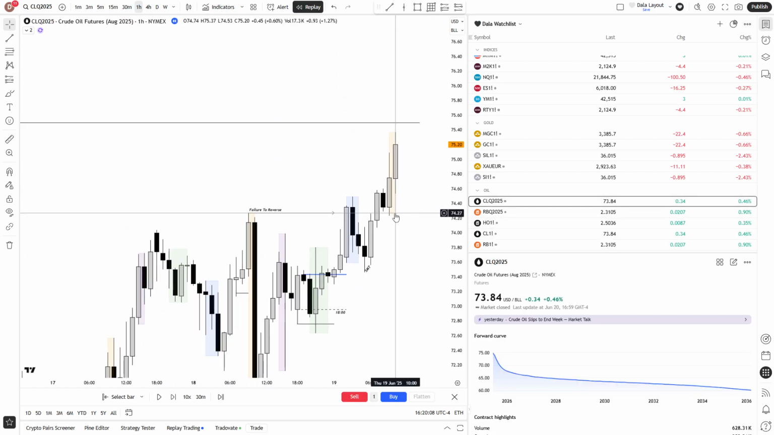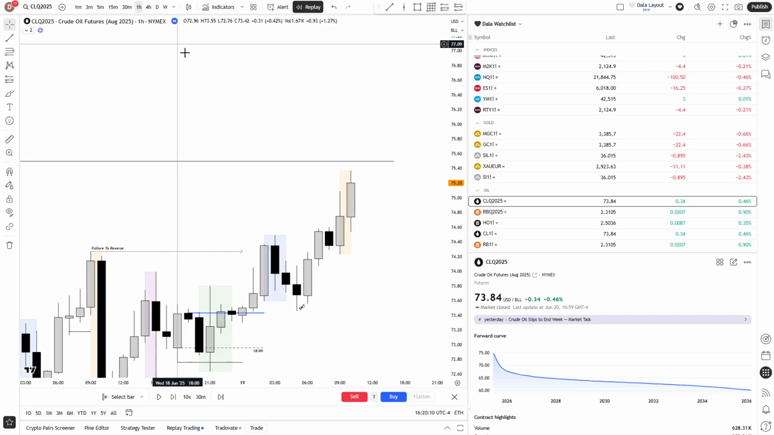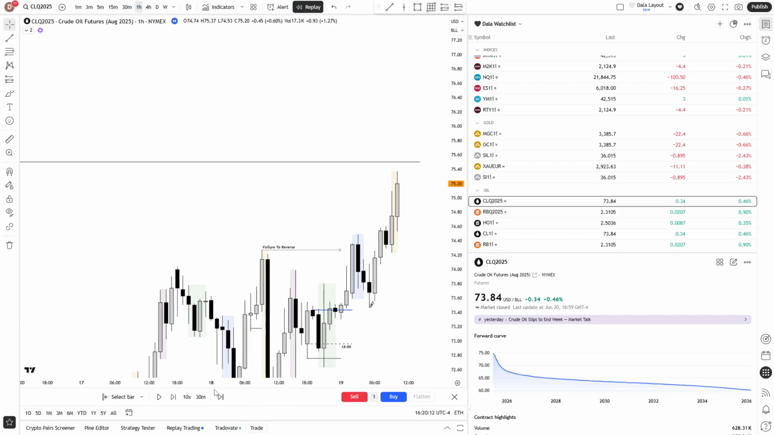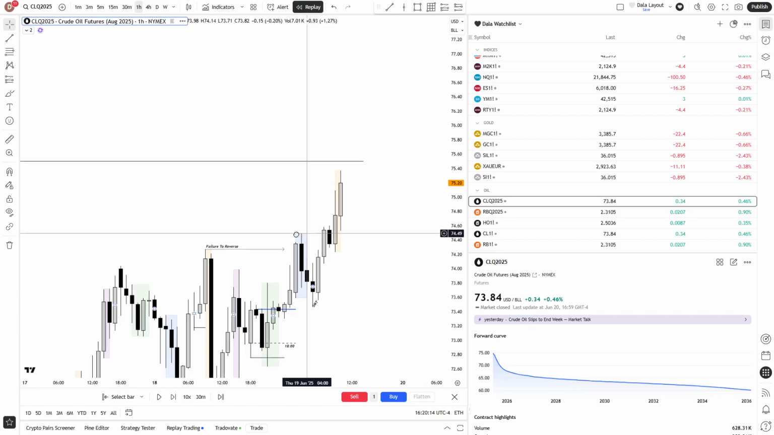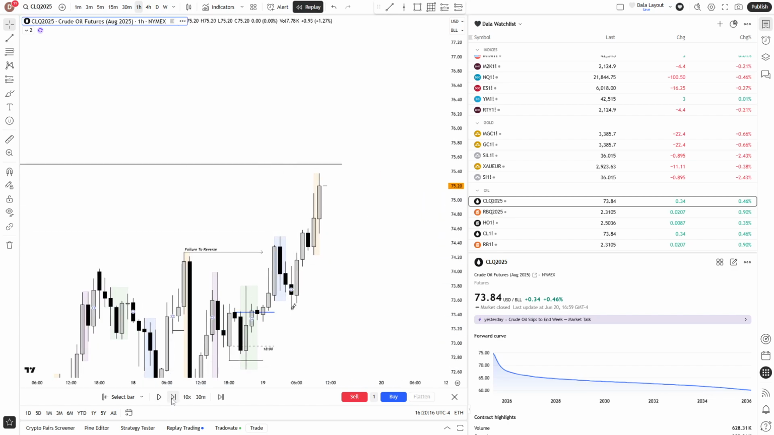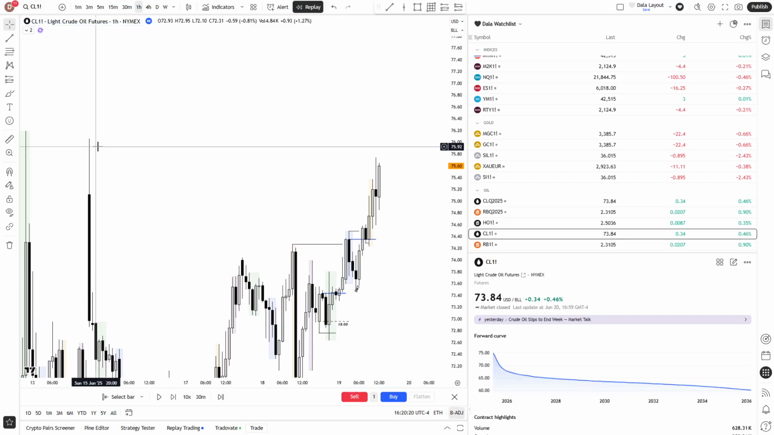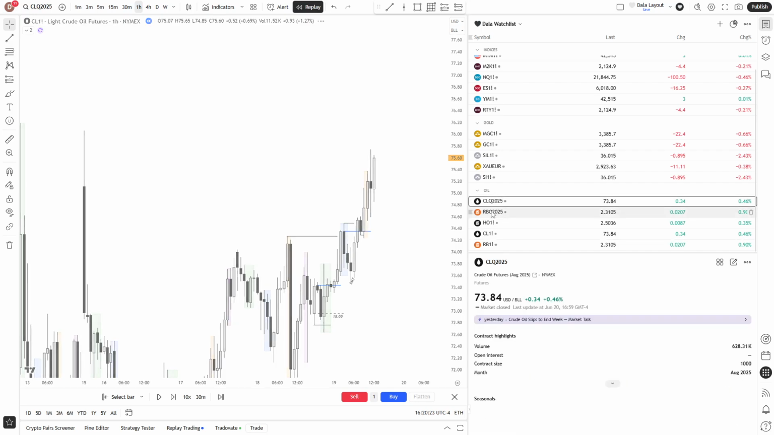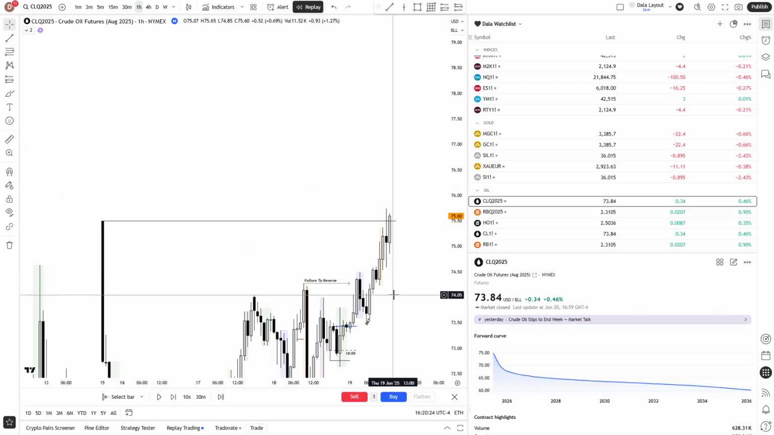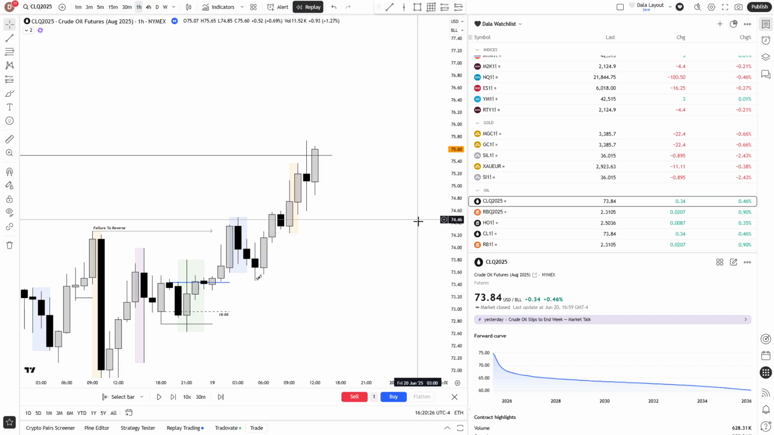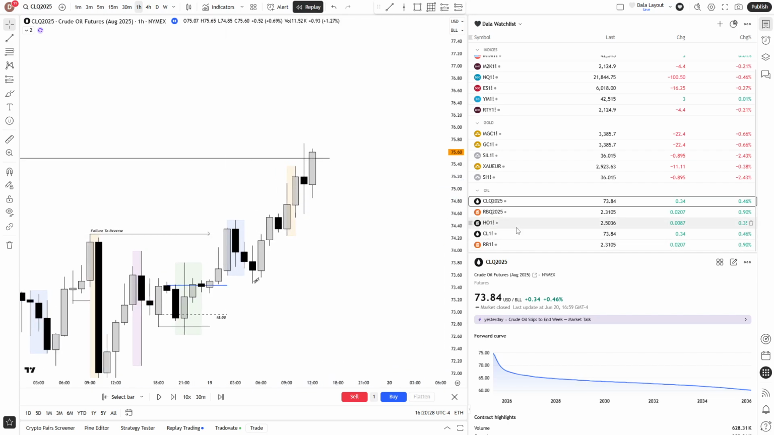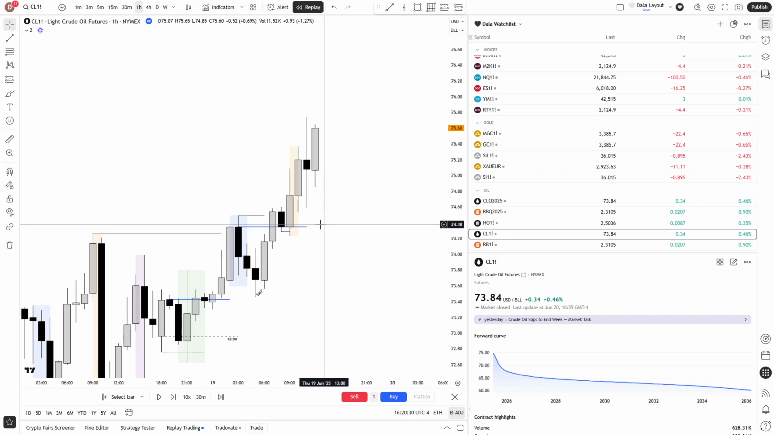I don't know why this happened, but we can see that on the CLQ contract, we actually hit this high. Let me see right here. We actually hit this high, while on the normal contract, the continuous one, we actually didn't hit this high, which is super interesting. I don't really know which one is right, but I was looking at the CLQ contract. So yeah, anyway, it's the same principle, right?